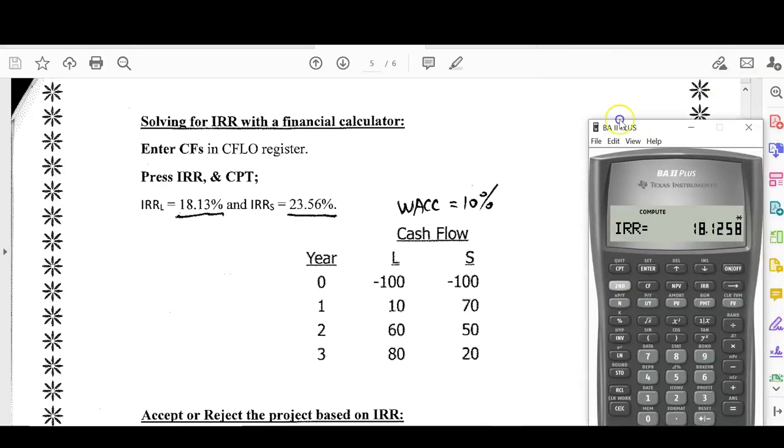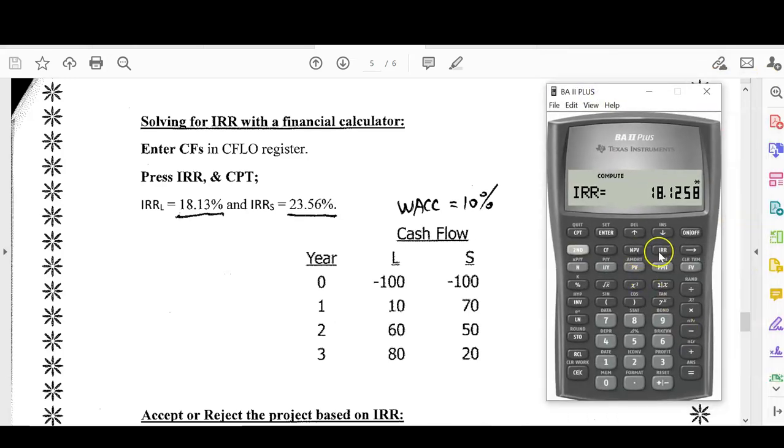Okay, so this is how we calculate NPV and IRR by using the cash flow function, NPV, and IRR function, these three buttons together.